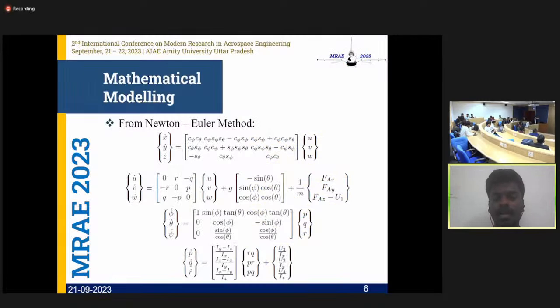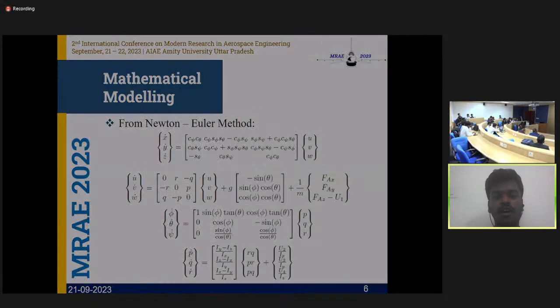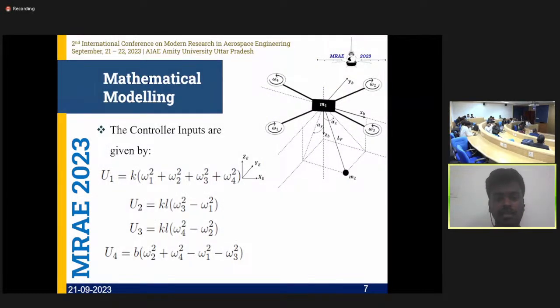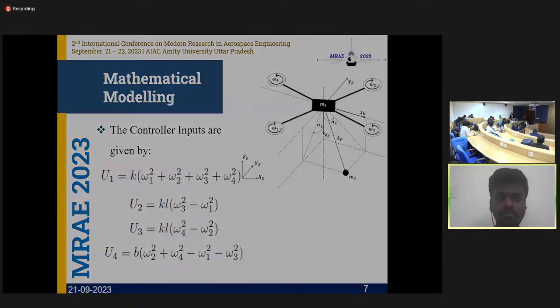So from classic Newton-Euler equations, we get the 12 states model, 6 degree of freedom model of the quadcopter. Here we have the quadcopter's control forces U1, U2, U3, and U4, which are the controller inputs. And U1, U2, U3, U4 are again functions of omega, which is the motor RPM, K, which is the rotor lift constant, L, which is the arm length between two rotors, and B, which is the rotor drag constant.